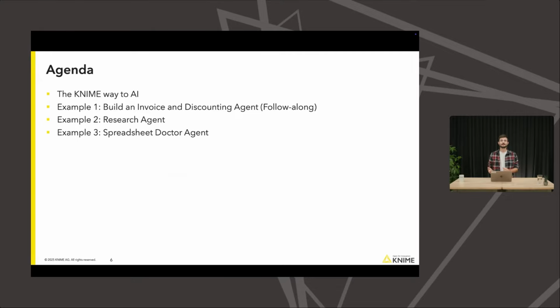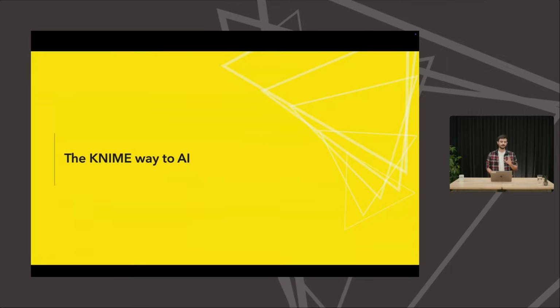And then Lada will join us to show us two more advanced agents examples in KNIME, a research agent and a spreadsheet doctor agent. So without further ado, let's move into the first part, and let's explore the KNIME way to AI.